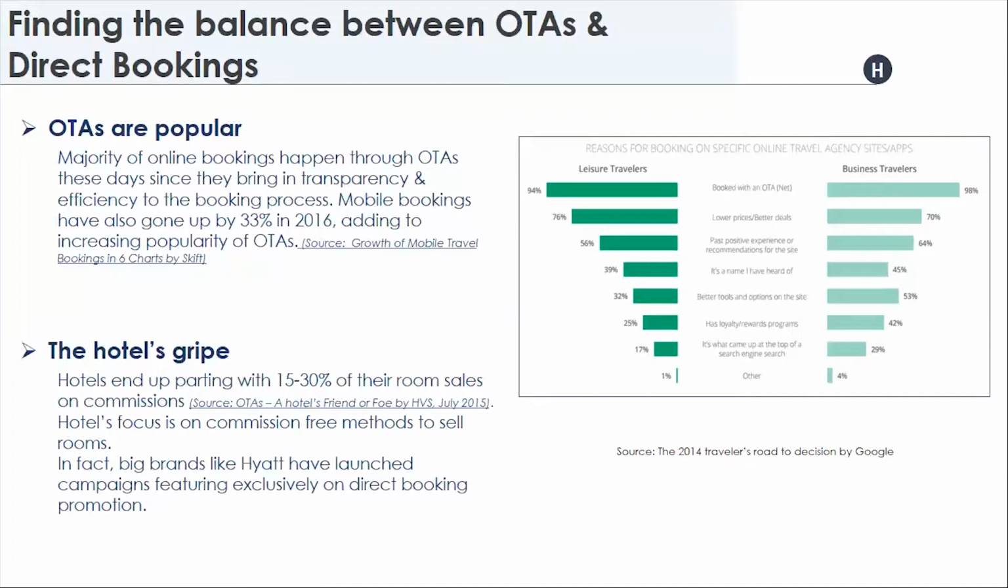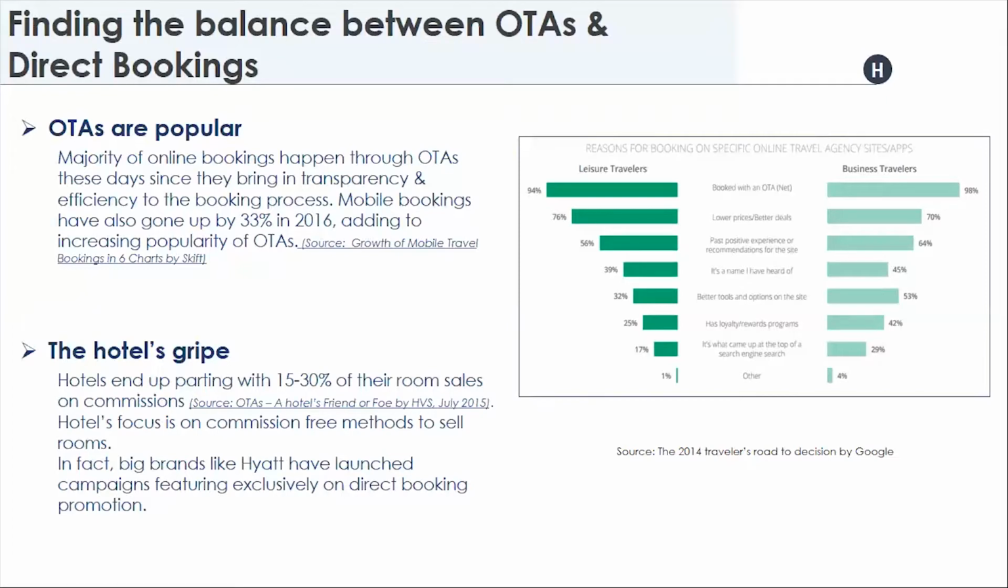Hotels end up parting with 15 to 30, and in some cases, even a larger share of business from the OTA to the website. Website commissions are much lower. It might be anything between 5 to 10%.